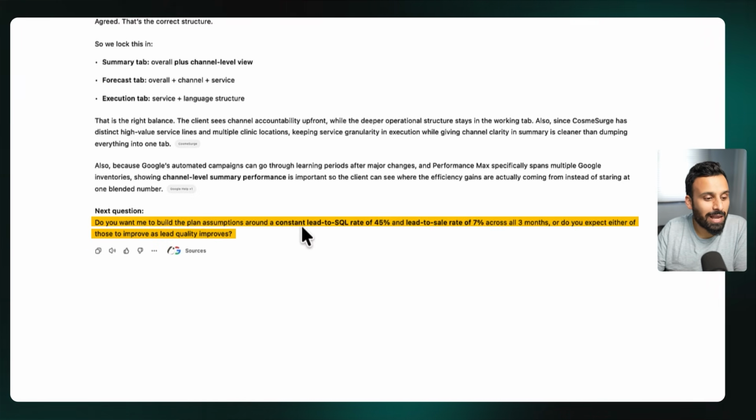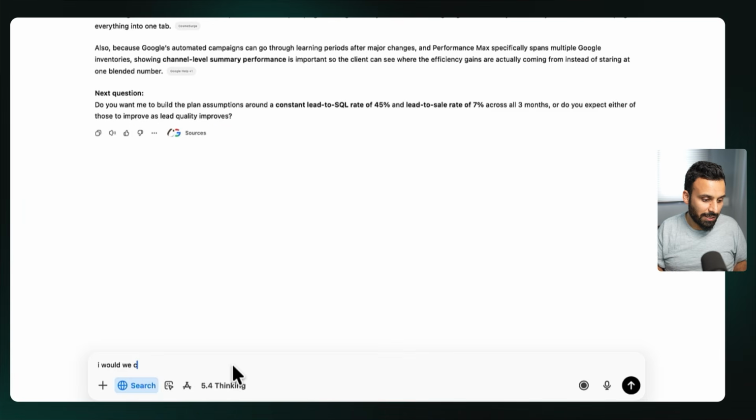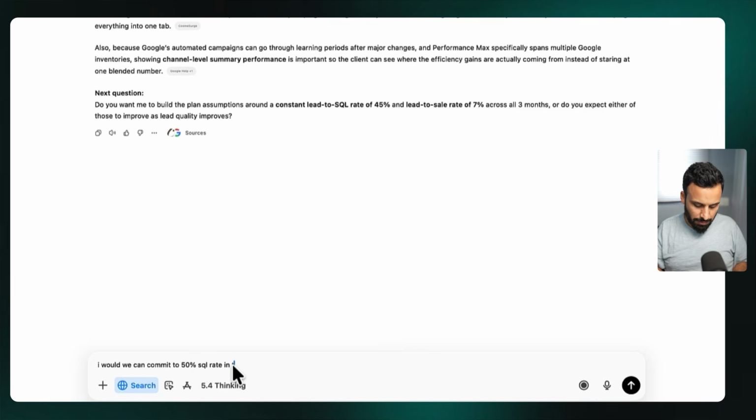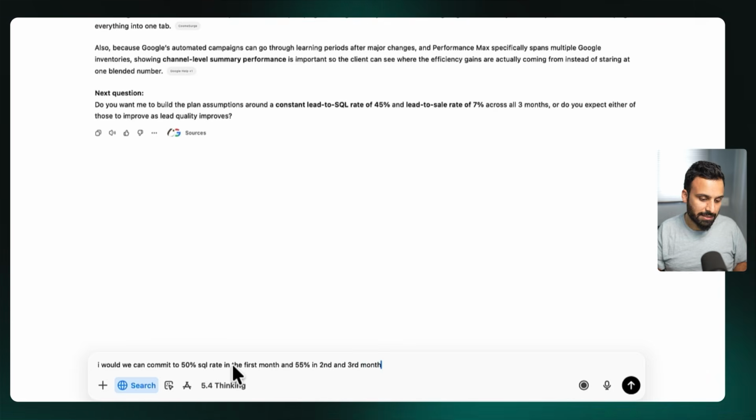Do you want me to build the plan assumptions around a constant lead to SQL rate of 45% and lead to sale rate of 7% across all months, or do you expect either of those to improve as lead quality improves? I would say we can commit to a 50% SQL rate in the first month and 55% in the second and third month, because we can do that.